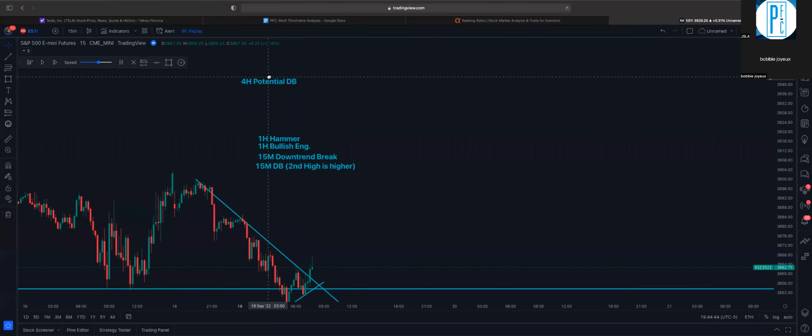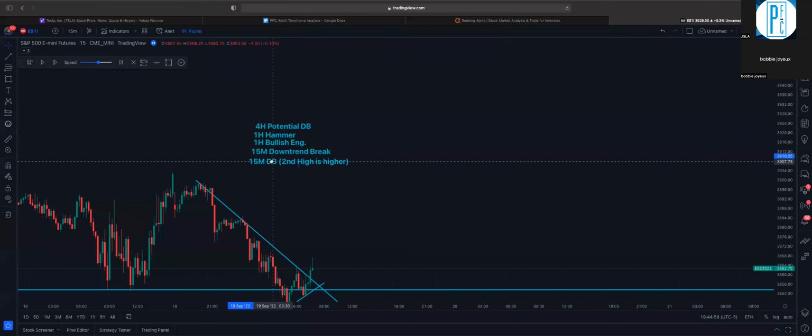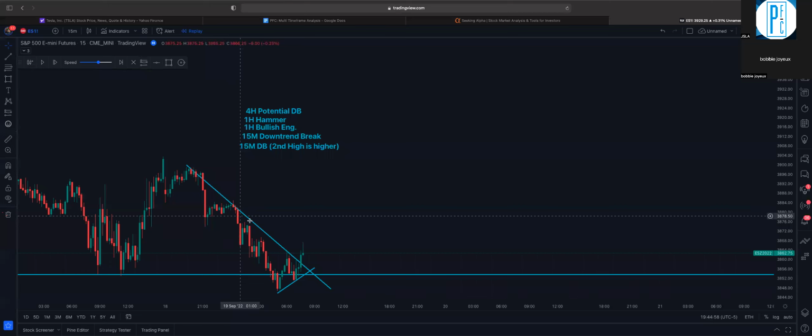So we have, what is this? We have 1, 2, 3, 4, 5. So we have 5 reasons to take this trade, right? We have 5 reasons to take this trade. At this point, what are you waiting for? Take the trade, and if it's a loss, it's a loss.